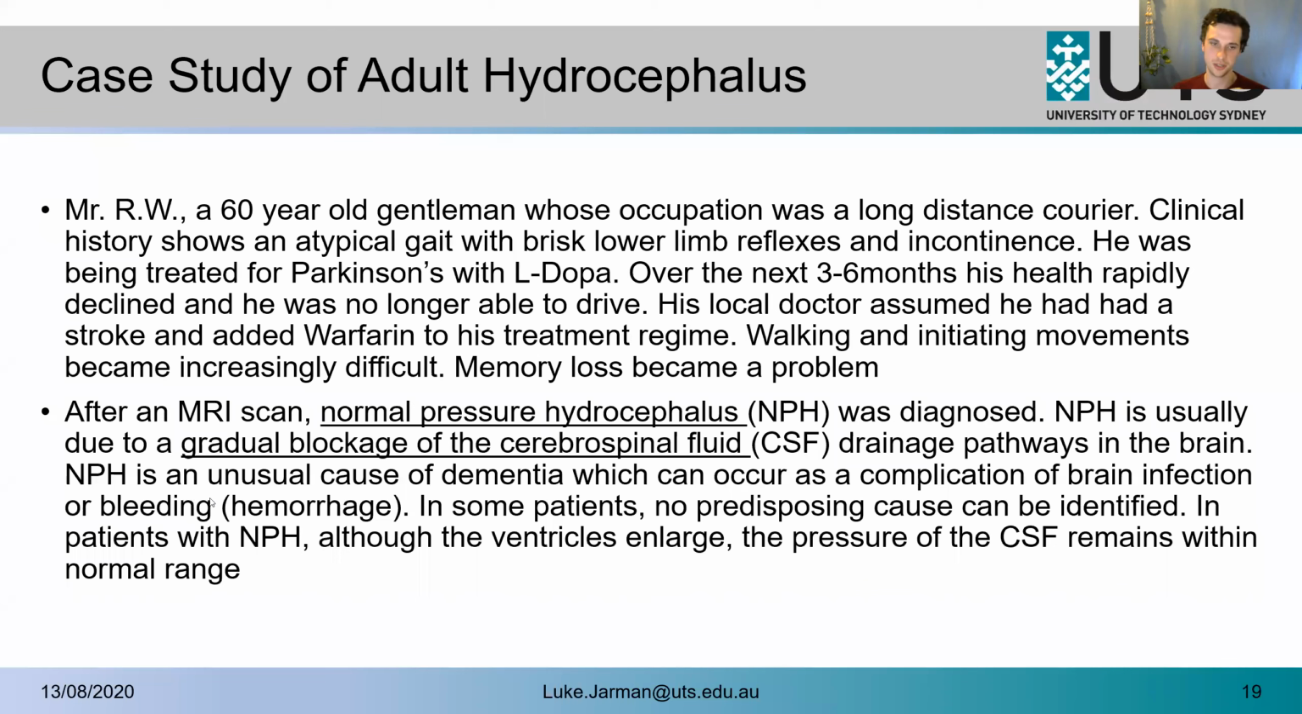NPH is an unusual cause of dementia, so that's why he was having memory loss. And it can occur as a complication of brain infection. In patients with normal pressure hydrocephalus, although the ventricles enlarge, the pressure of the cerebrospinal fluid remains within normal range. The gist of it is just that he's having drainage problems. He's having problems disposing of or moving his cerebrospinal fluid around, and it is causing the spaces which hold that fluid to engorge. And for various reasons, that is incredibly bad.